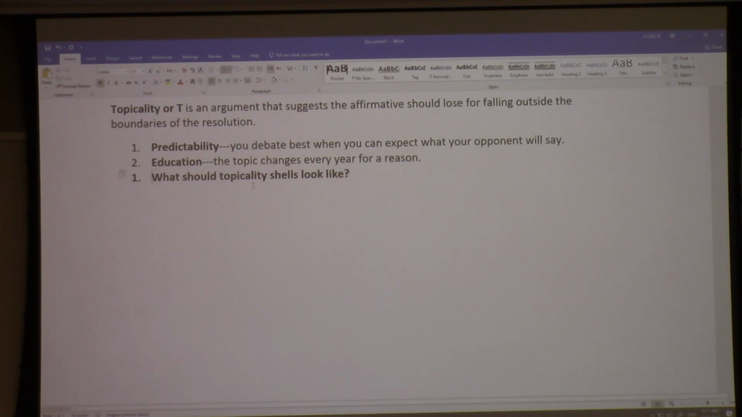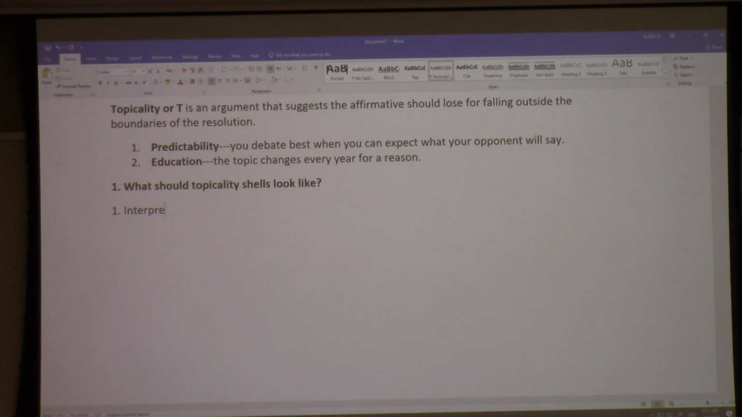So what should topicality shells look like? There are a couple of parts to it. The first part that you will see in every topicality shell is an interpretation. We'll make it A, rather. So an interpretation is your explanation or definition of what a word in the resolution means.